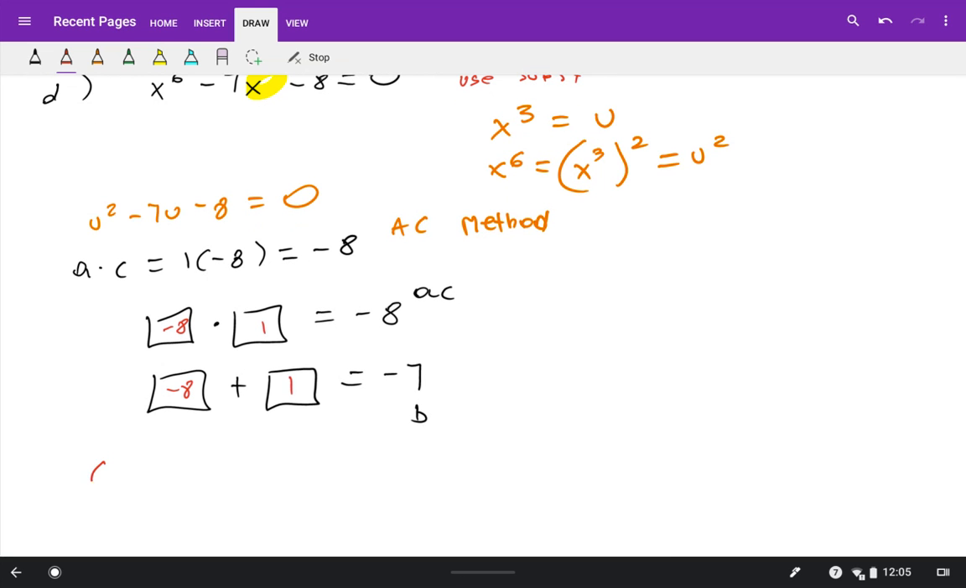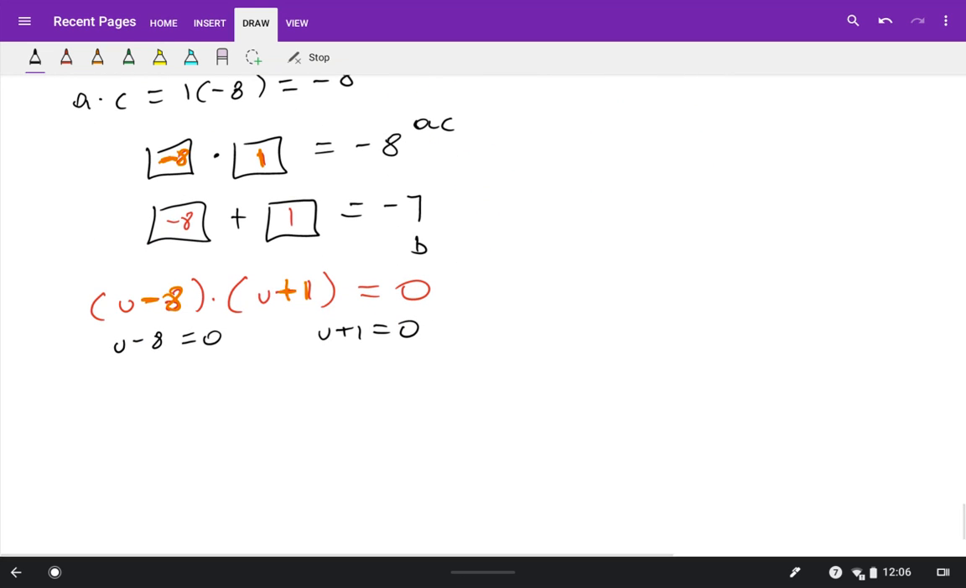So we will have u minus 8 times u plus 1 equals 0. Like you see, the first integer was negative 8, that's why I put minus 8. The second integer was 1, that's why it's positive, you put in plus 1. Solve two equations, u minus 8 equals 0, and u plus 1 equals 0. That will give you u equals 8, u equals negative 1.